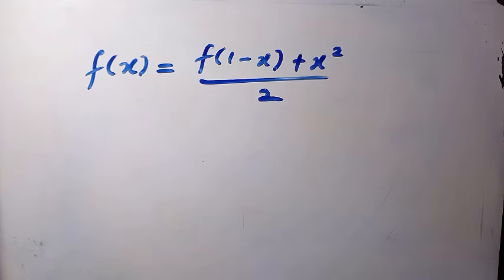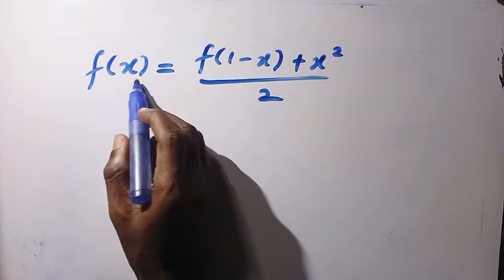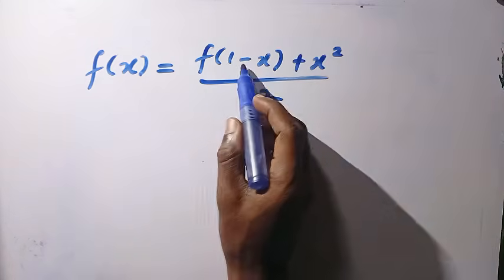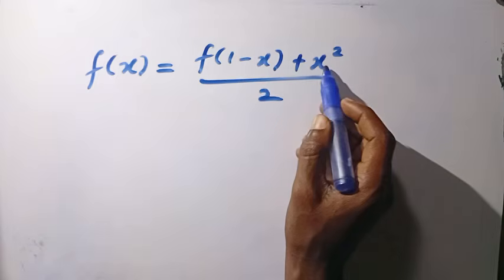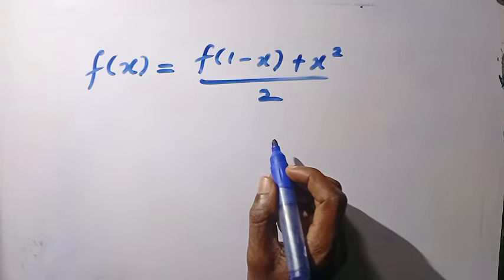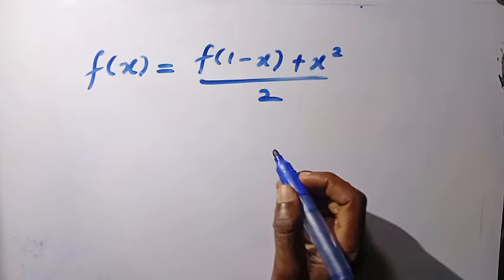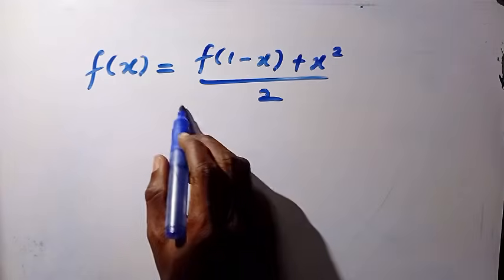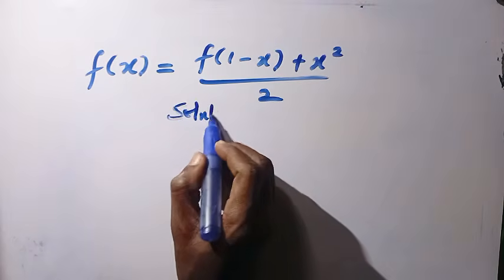We have these interesting functional equations, but before you continue watching this video, pause it and give it a try. After we finish solving, we are going to do a quick check that the answer we get is satisfied. We have f of x equals f of 1 minus x plus x squared divided by 2. We're interested in getting f of x. So let's consider the solution.